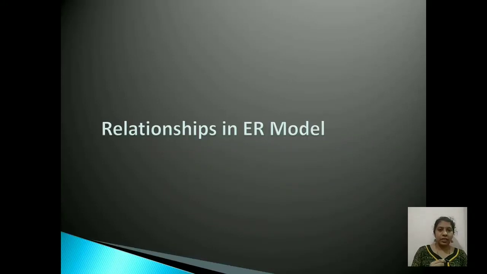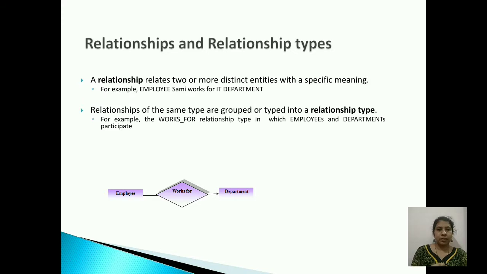Hi everyone. So in this lecture we'll see the relationships in the ER model. What does it mean by relationships? In the previous lecture I told you it is the association between two different entities. A relationship relates two or more distinct entities with a specific meaning.